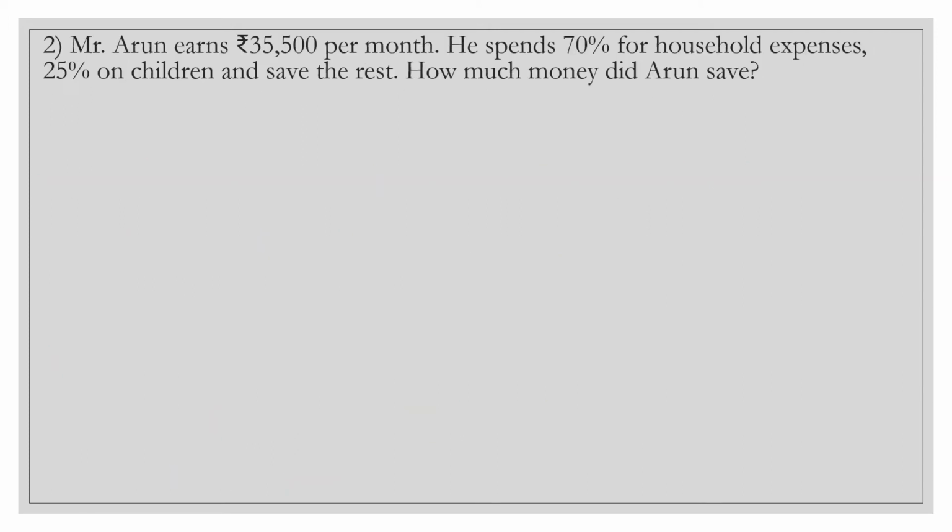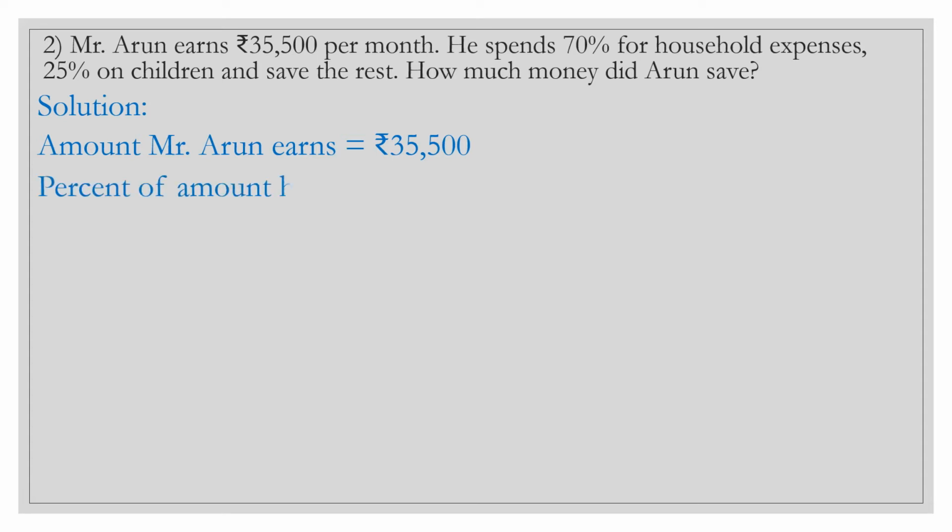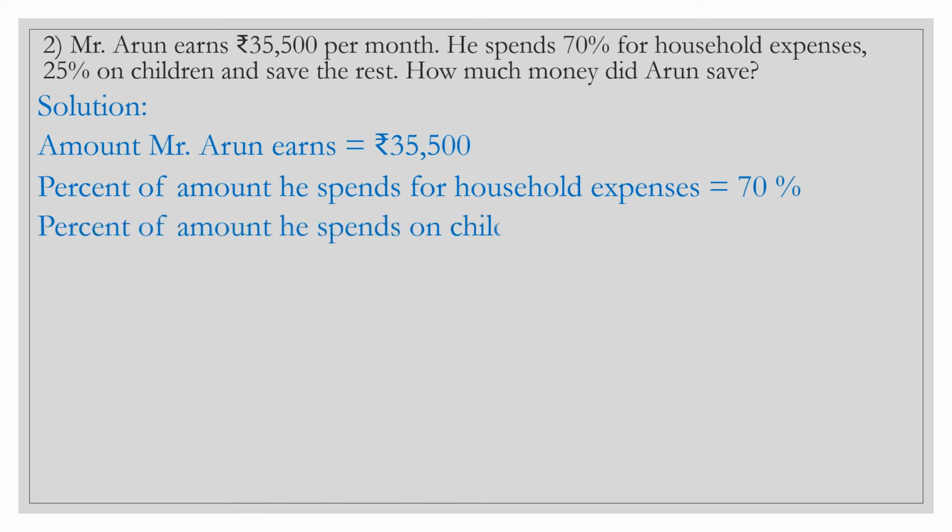Question number 2. Mr. Arun earns rupees 35,500 per month. He spends 70% for household expenses, 25% on children and save the rest. How much money did Arun save? See, in this question, amount Mr. Arun earns is equal to rupees 35,500 and percent of amount he spends for household expenses is equal to 70%. And percent of amount he spent on children is equal to 25%. Money saved by Mr. Arun we have to find out.